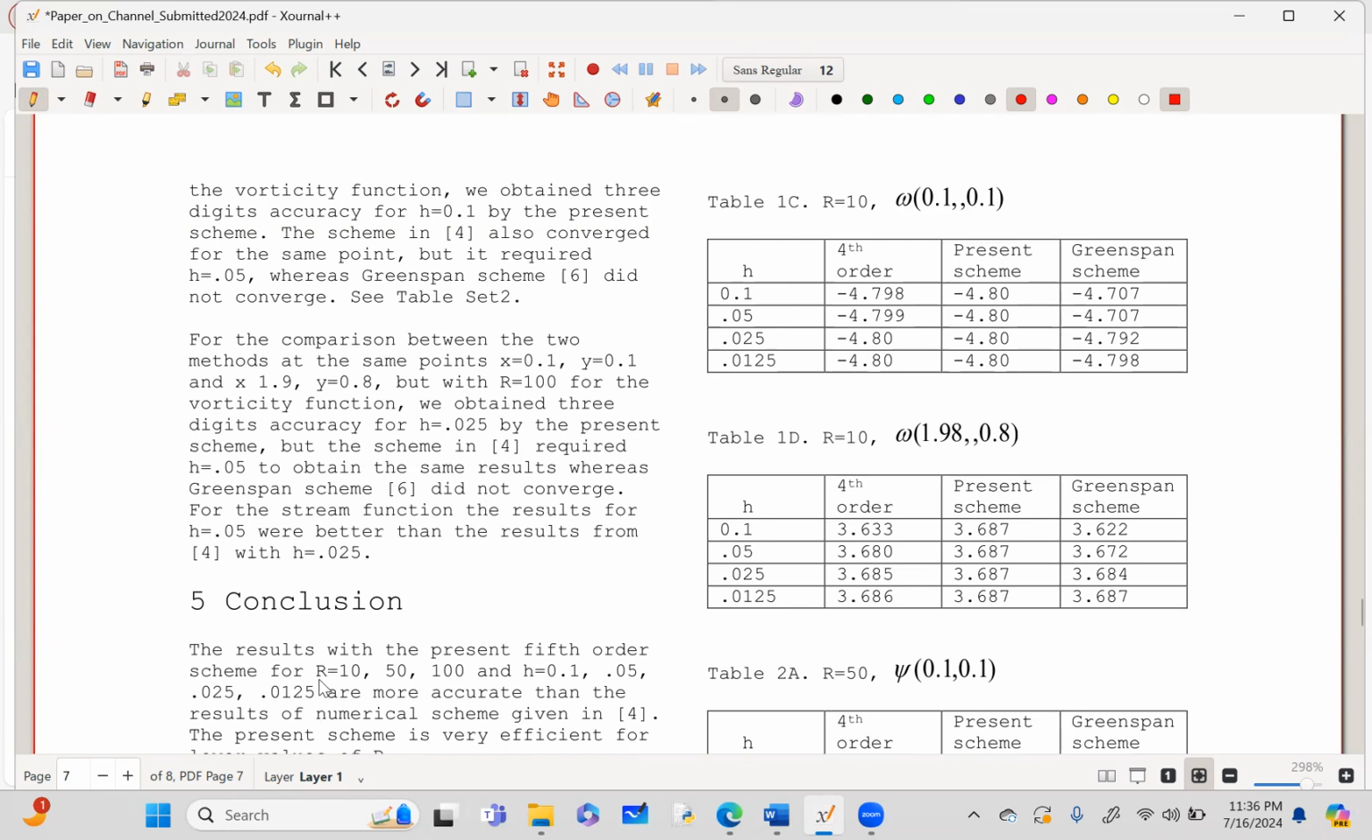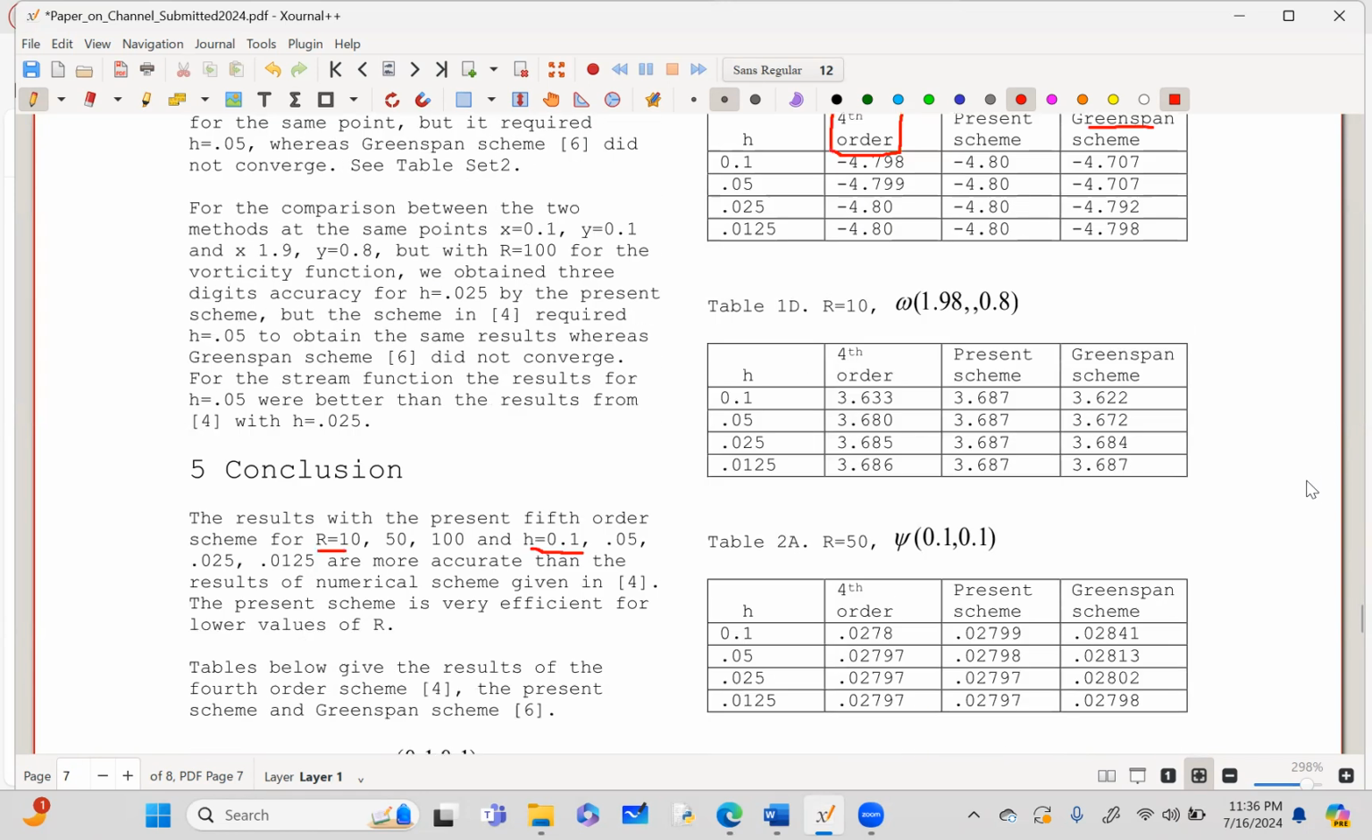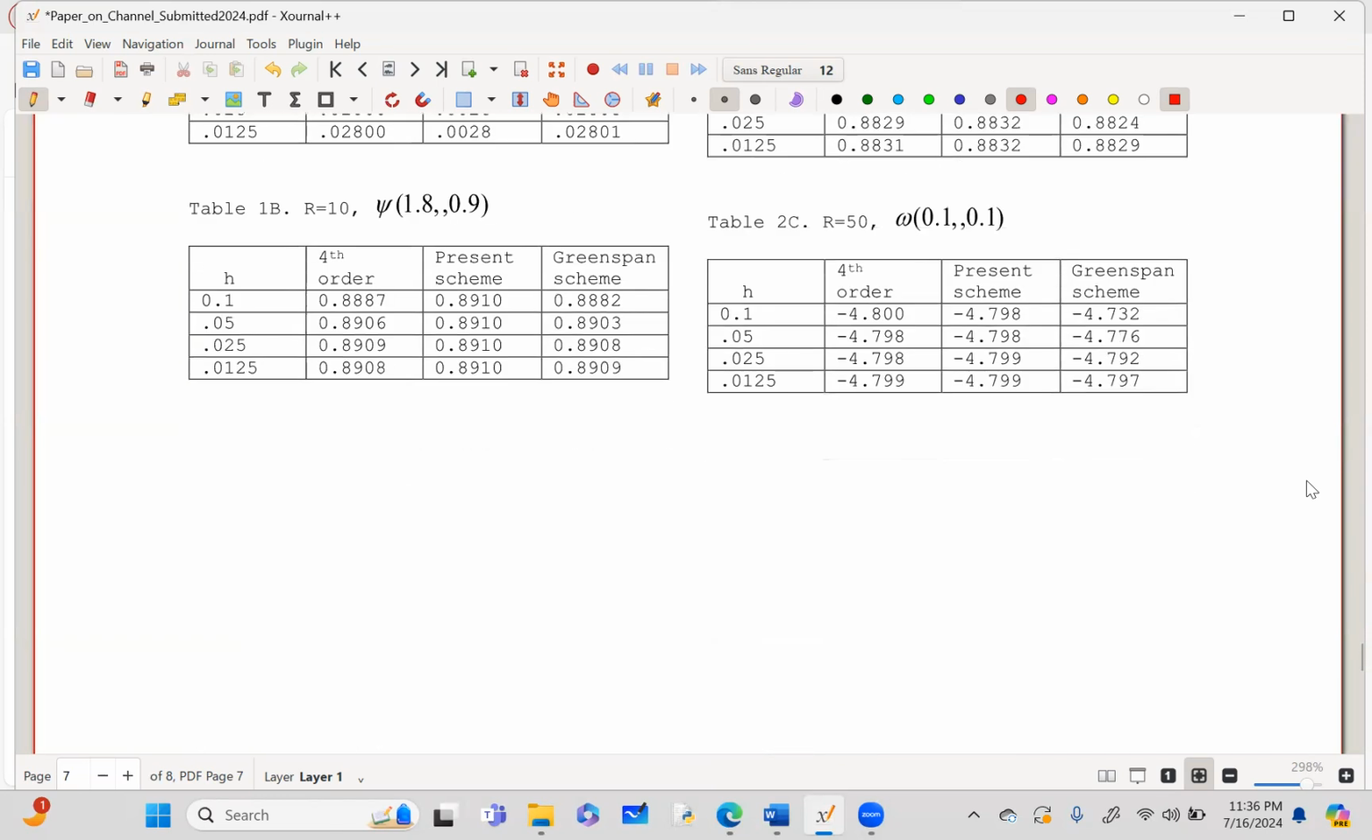So, for example, for Reynolds numbers 10, 50, and 100 at the step sizes indicated, we have some of the results. One of them is the fourth order scheme developed previously by the author. And then there is the Greenspan scheme, which is also a well-known result from the literature. Those details are all here.